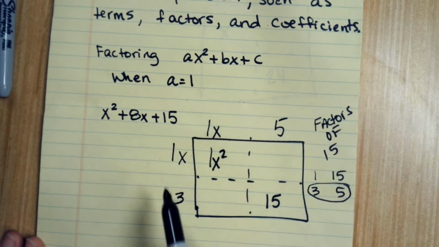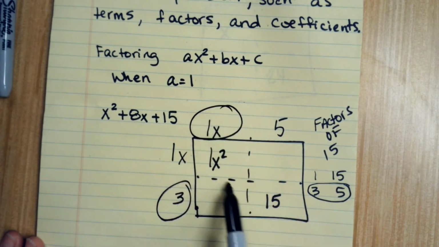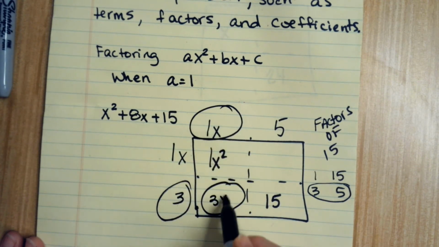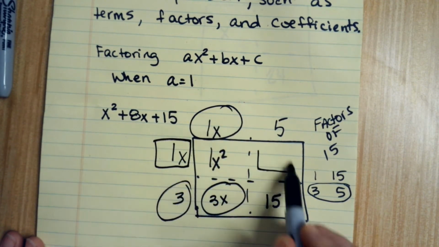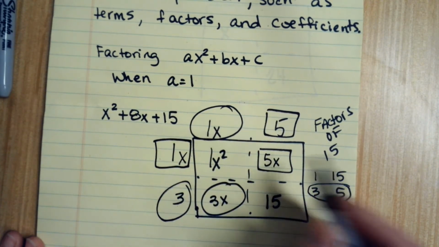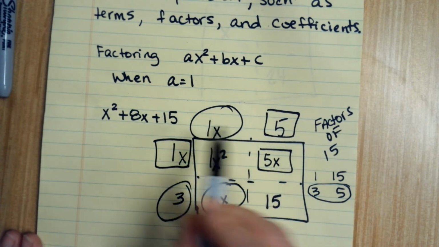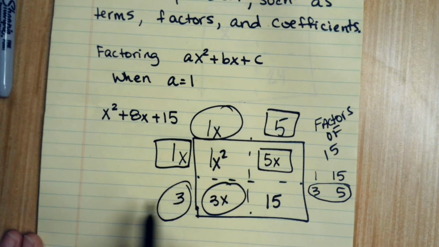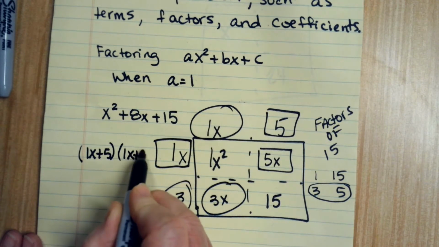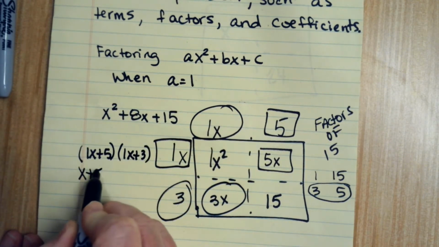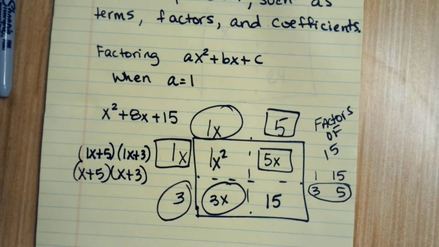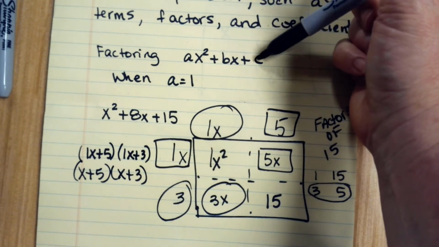So then we ask ourselves, what's the area of this section? Well, it's the 3 times the 1x, which is 3x. And what is the area of this section? It's the 1x times the 5, which is 5x. So we have our two factors, which are the parts on the outside of the box. So it is 1x plus 5 times 1x plus 3. And you could write it as x plus 5 times x plus 3. So that is how you factor when a is 1 and both of your signs are plus signs.